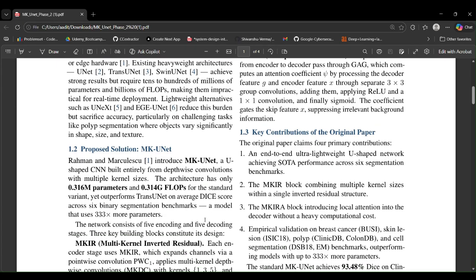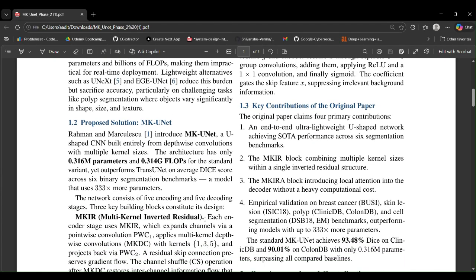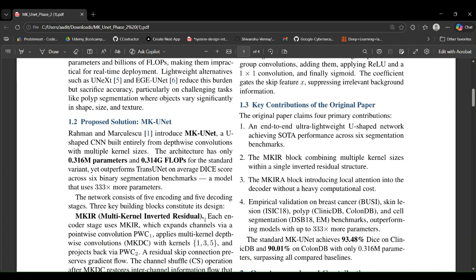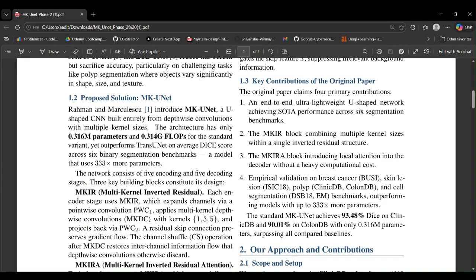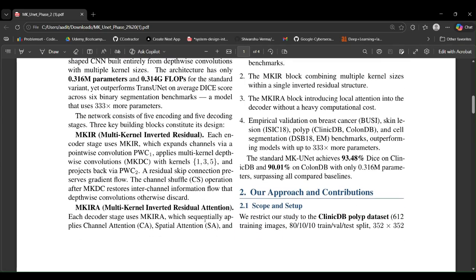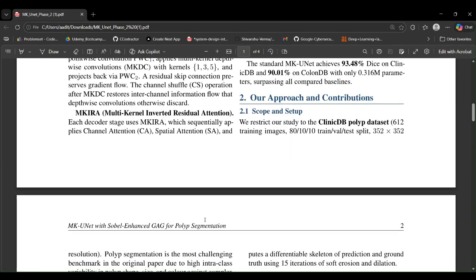So the key contributions of the original paper were that it introduced the MKIR and MKIRA block. Also, it performed tremendously well on the ClinicDB dataset, achieving an accuracy of 93.48%. So now let us explore our approach and contributions.